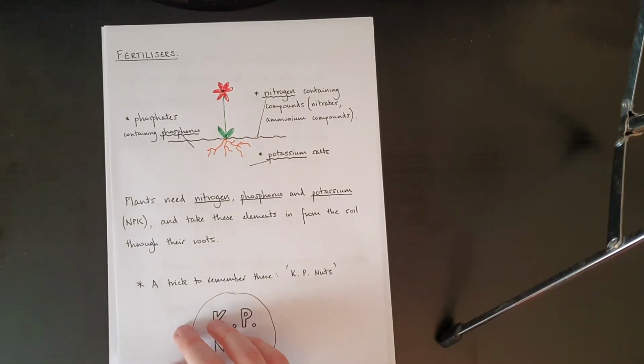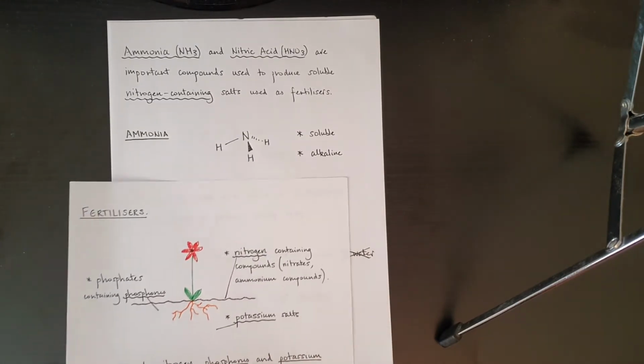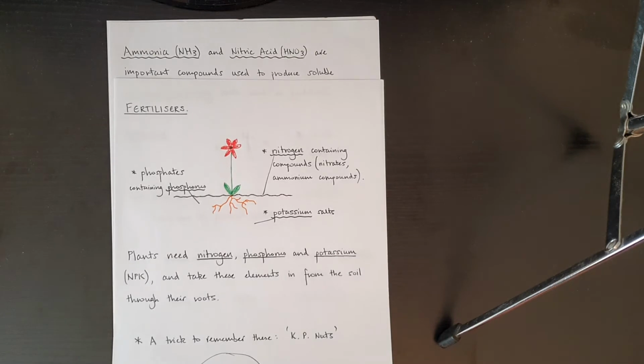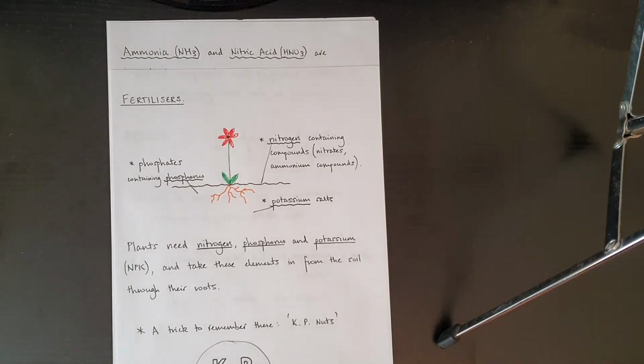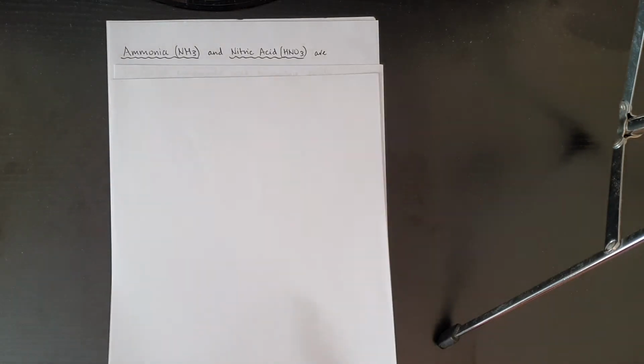And of these three, we're going to specifically focus on nitrogen-containing compounds, specifically ammonia and nitric acid, which are crucial in producing fertilizers. And they are very important compounds used to produce soluble nitrogen-containing salts, which can be used as fertilizers.